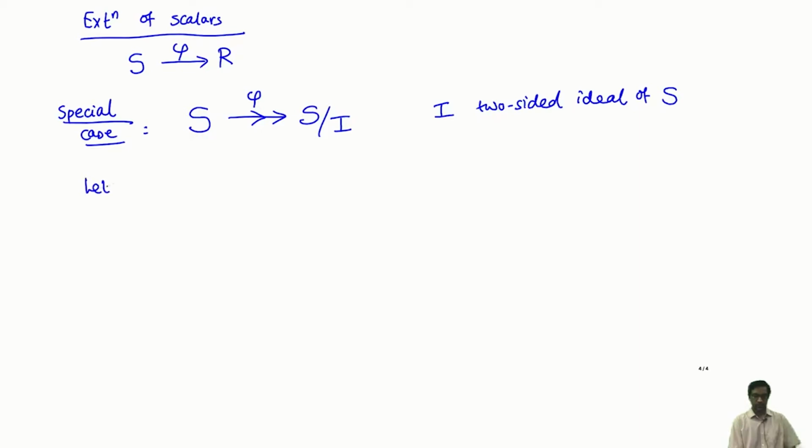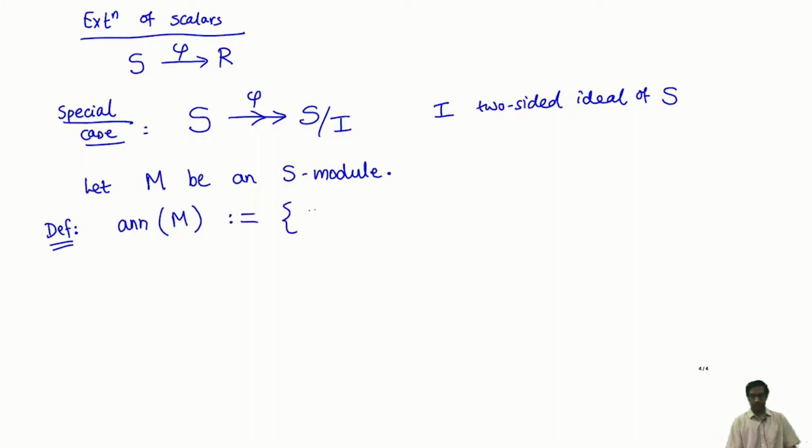So let M be an S module. The question really is, when can M be made into an S mod I module? To answer this, we define the annihilator of M. Recall, in other contexts one has talked about annihilators of elements. This is an annihilator of a module. So what's an annihilator of a module? This is all elements of S which kill every element of the module, such that sm is 0 for all m in M. It acts as 0 on the entire module, kills everything.